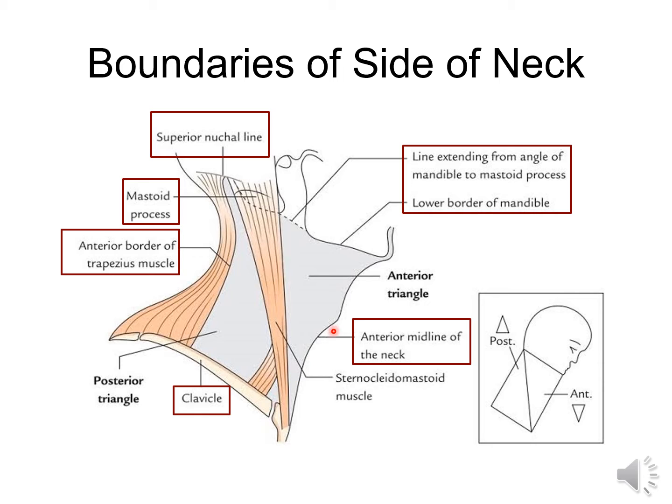Now this quadrilateral space is divided obliquely by a muscle known as the sternocleidomastoid muscle into a triangle in front of it, that is known as the anterior triangle, and a triangle behind it lying between the trapezius and the sternocleidomastoid muscle known as the posterior triangle.